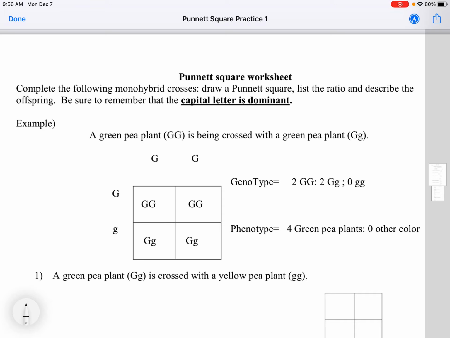So looking at Punnett squares, a few things to remember. Notice that this worksheet tells us these are monohybrid crosses, so we're only dealing with one trait. We're going to draw the Punnett square, and then it talks about listing the ratio and describing the offspring. I really want you to describe the offspring. That's what I'm looking for more. I don't care so much if you do it in a format of genotype and phenotype, because that's not really what's going to help. Really just knowing what the percentages are is what's going to help.